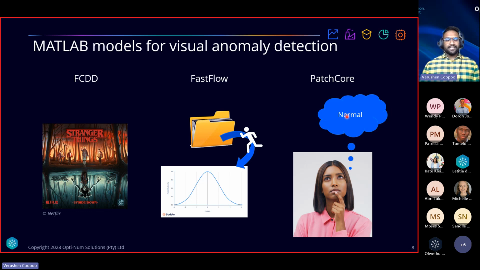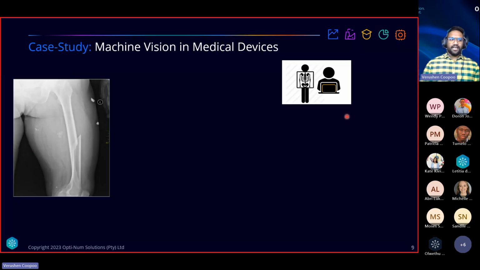Of course, the type of model you choose depends very much on many factors, including the data you have available and your application. And these are all things that me and my team can help you discuss in more detail if you have questions around this.